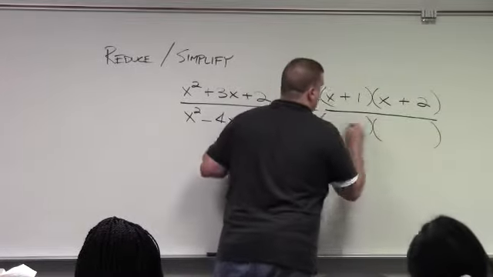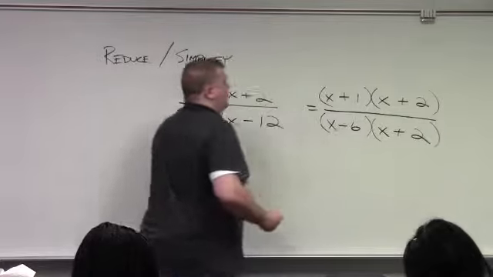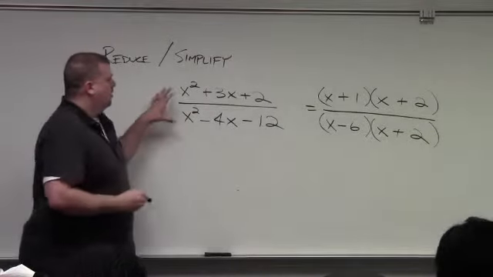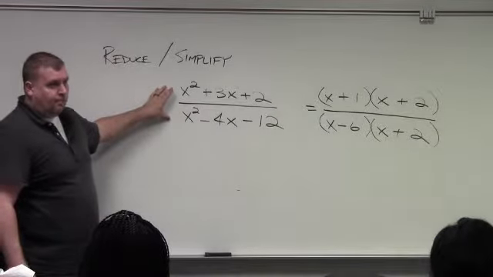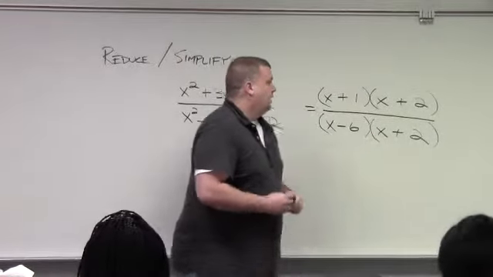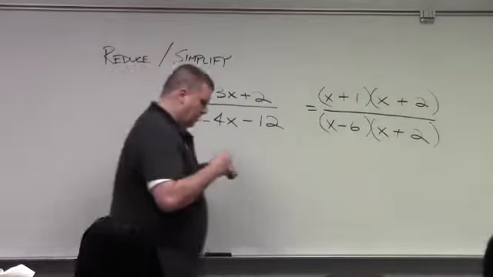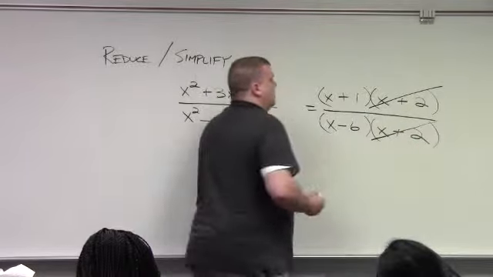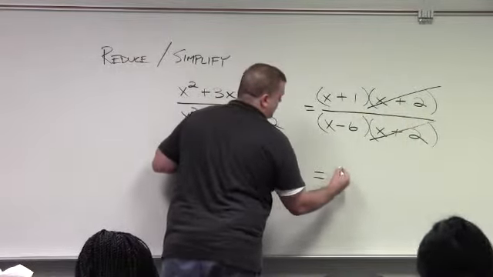Okay. We have a negative 6 and a positive 2. So are my numerator and denominator factored completely? Yes. All right. So are we having any common terms there? Anything that can cancel out? x plus 2. The x plus 2's are common. They're exactly the same. We can cancel those out. So what would my final answer be here? x plus 1 over x minus 6.